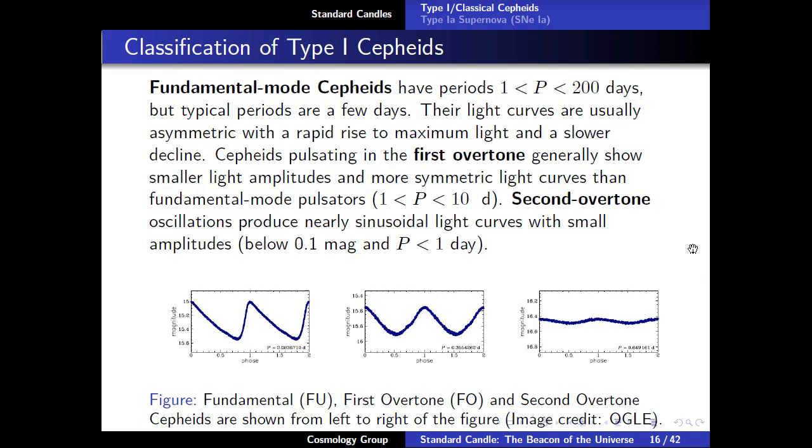Now let us discuss the classification of type 1 Cepheids. Type 1 Cepheids are classified into three classes: fundamental mode Cepheids, first overtone Cepheids, and second overtone Cepheids. Fundamental mode Cepheids have quite asymmetric light curves, and they have higher amplitudes, and their periods go from 1 to 200 days. On the other hand, first overtone Cepheids have smaller amplitudes, and their light curves are somewhat symmetric, and the periods go from 1 to 10 days. On the other hand, second overtone Cepheids have nearly sinusoidal light curves with very small amplitudes. Amplitudes are less than 0.1 mag, and they have periods less than 1 day.